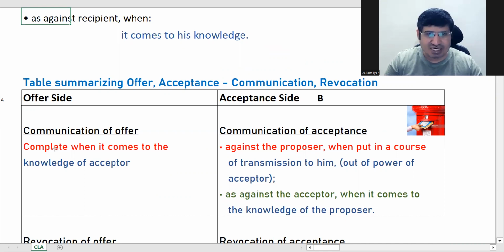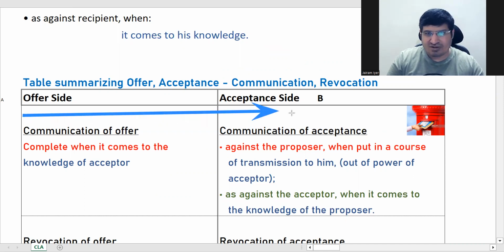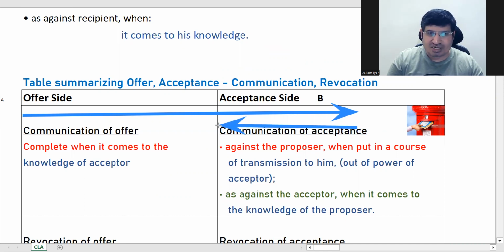Here, for an offer, he has made the offer, and this person has accepted it and put it in post here in this line. If this person, the offerer, wants to revoke, he has this much of time, that is, till here. He has time till here to revoke.